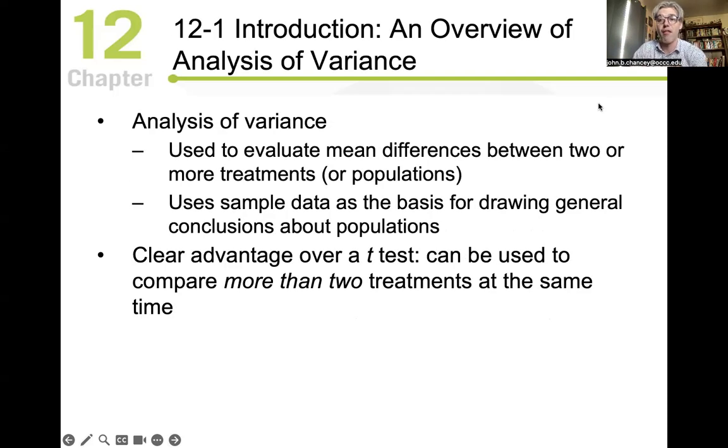So anyways, here's the overview. That first learning objective is when and why we would use an analysis of variance, or ANOVA. It's when we're trying to compare more than two groups, treatments, or populations. We're going to use sample data as the basis for making generalizations and conclusions about our population. And the advantage of this over the t-test is we can compare more than two treatments. I shouldn't say means, I just mean treatments. Don't forget in the previous chapters with our hypothesis testing, we've only been working with two treatments or two conditions. Now we can go above and beyond that.